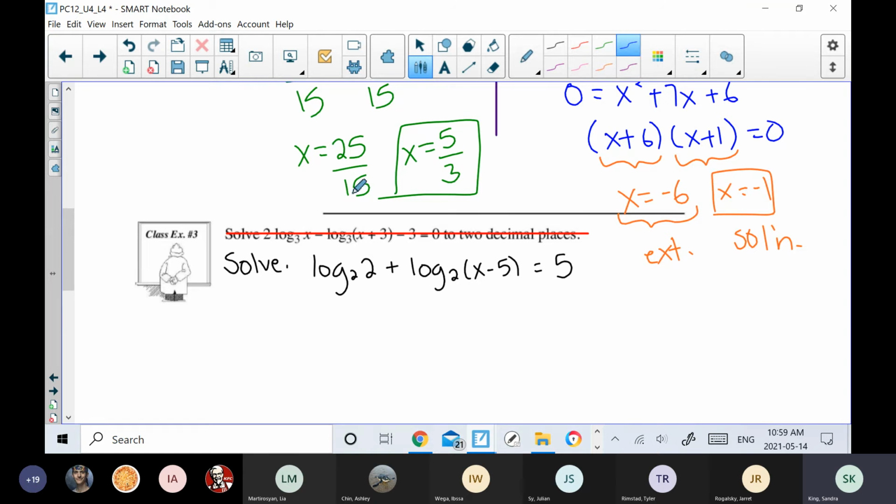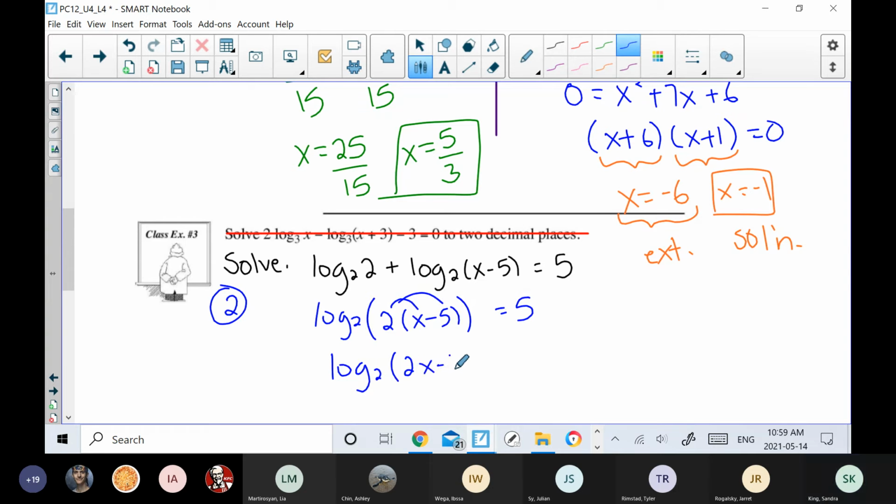The other way we could do, you could look at this and say, okay, this is going to be a case 2. This is a case 2 because I have a constant. So I'm going to combine these 2 logs. And the logs are the same base, so I could use the product law by multiplying the arguments. So it would be 2 times x minus 5, and that is equal to 5. This would be the log base 2 of 2x minus 10 is equal to 5.